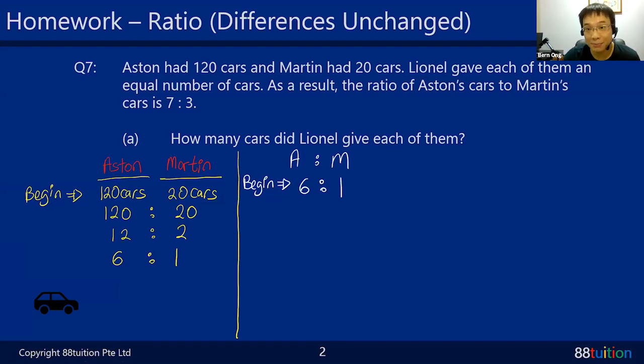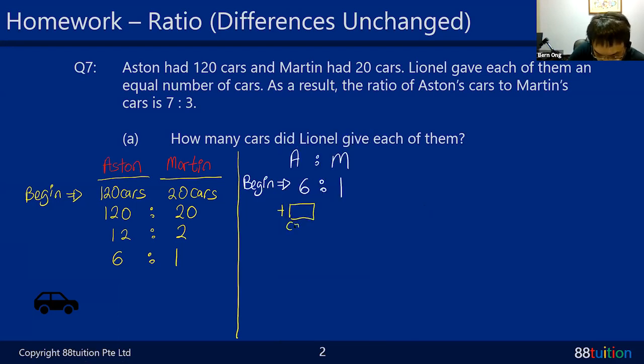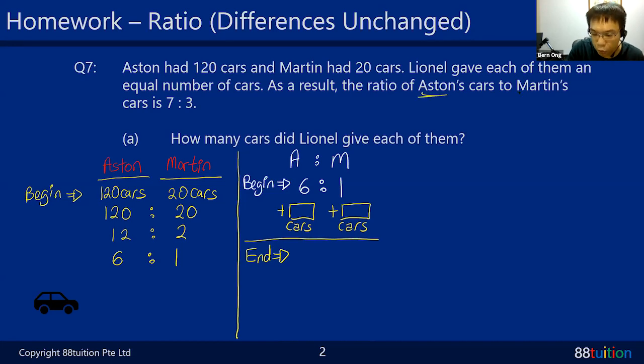So this person gives an equal number of extra cars to each of them. Down here, plus a certain number of cars, and down here plus a certain number of cars. And this certain number of cars is exactly the same. And at the end of the day, the ratio of Ashton to Martin is 7:3. So Ashton is 7, Martin is 3.